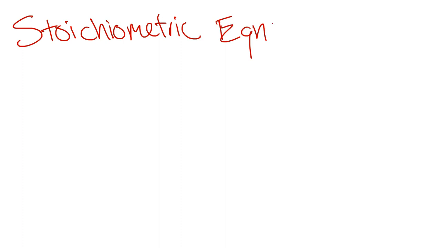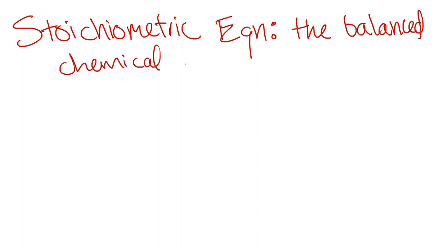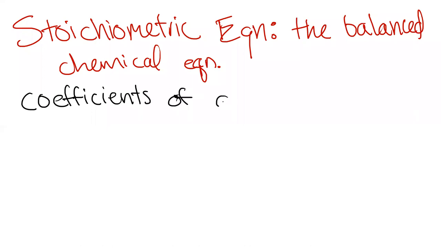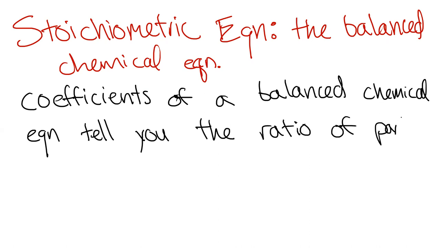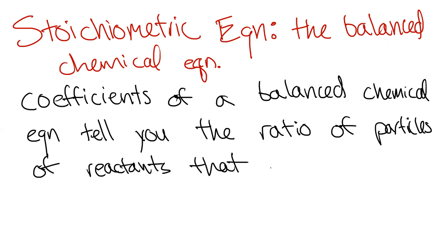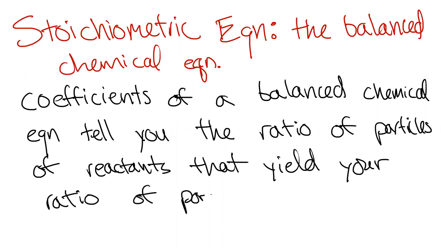The stoichiometric equation, what they're talking about there, is simply the balanced chemical equation. The coefficients of a balanced chemical equation tell you the ratio of particles of reactants that yield your ratio of particles of product.